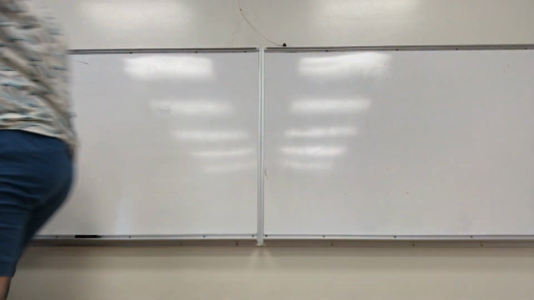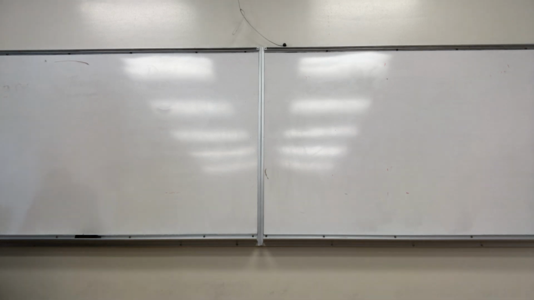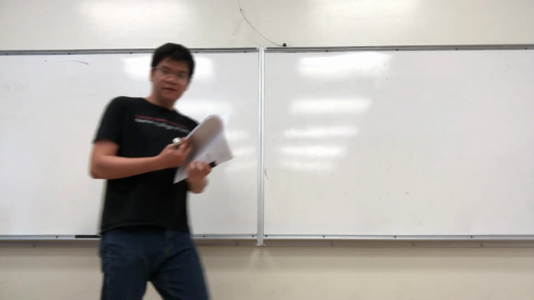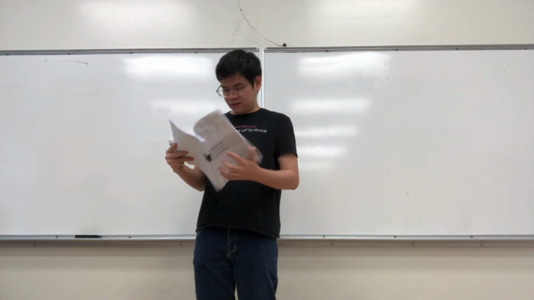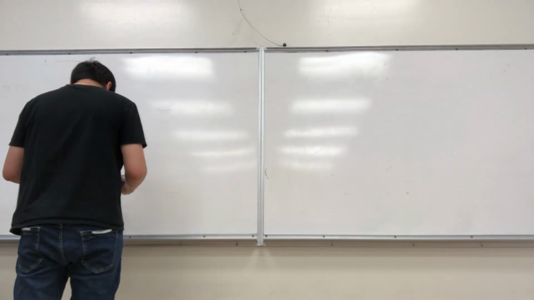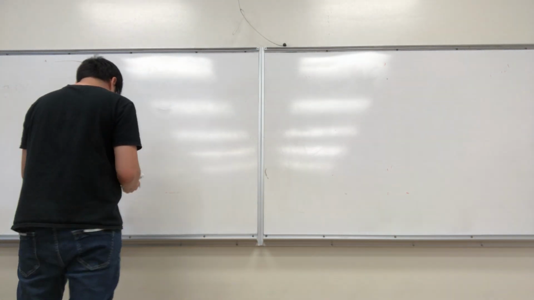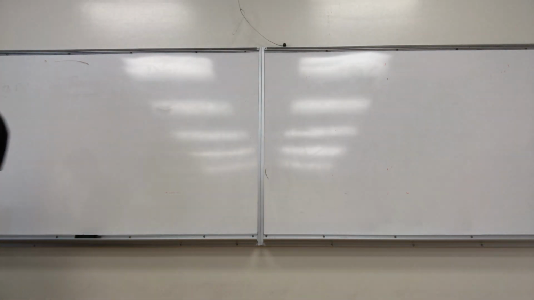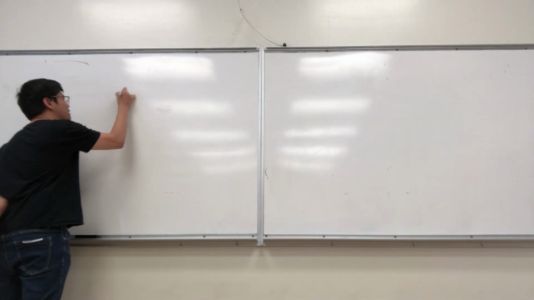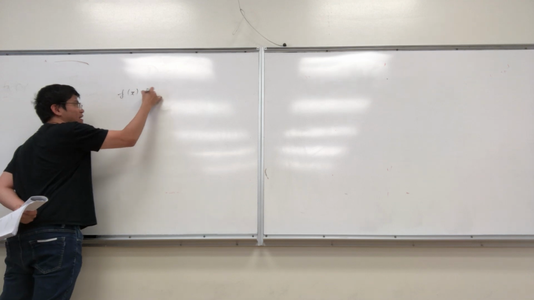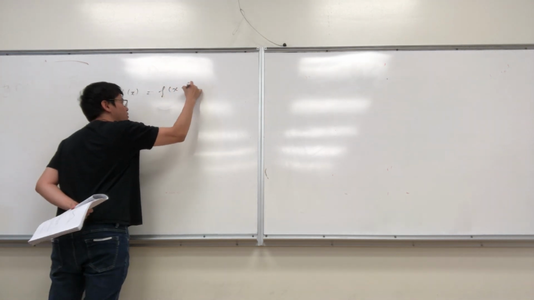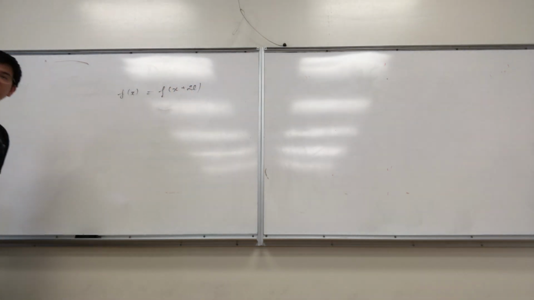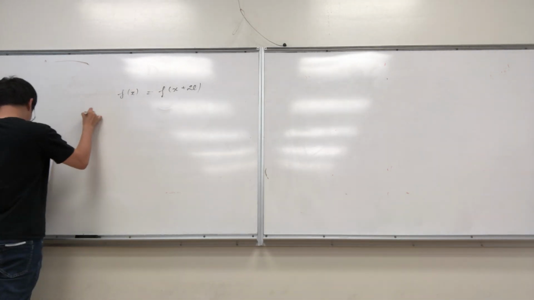Alright, so let us start our lecture today. In the previous class, we were studying the Fourier series of a function f. f has to be 2L periodic. This is the formula that we have.